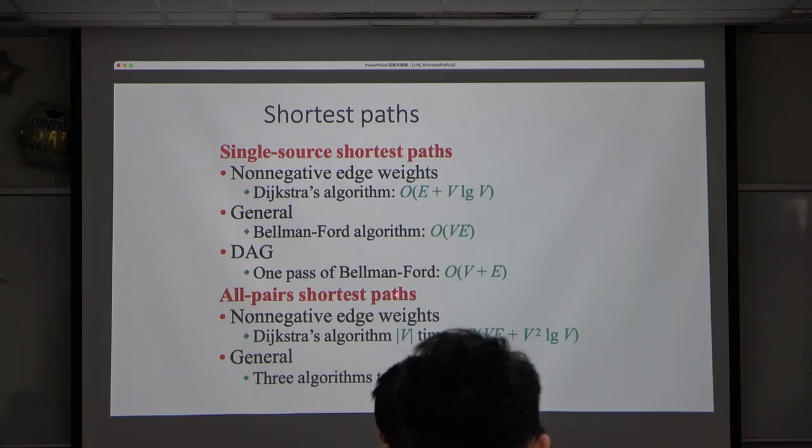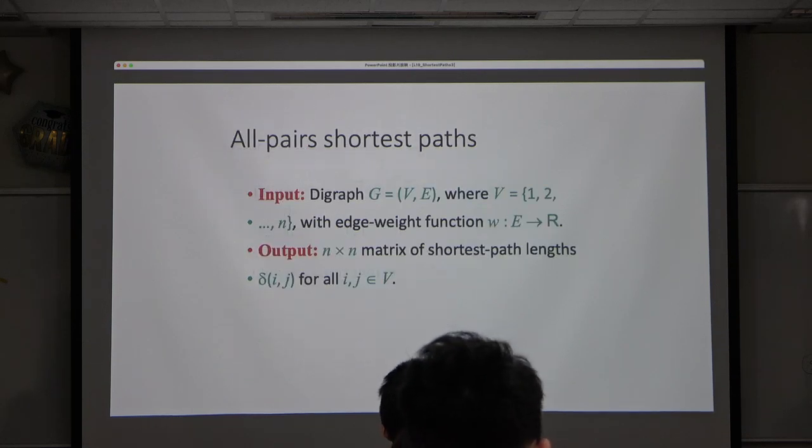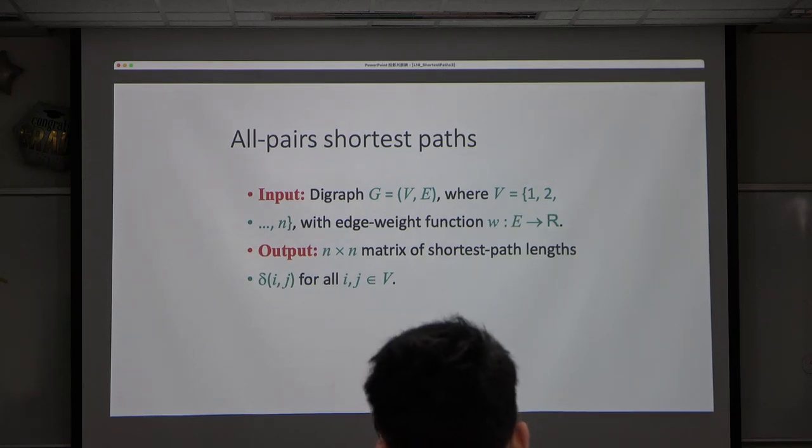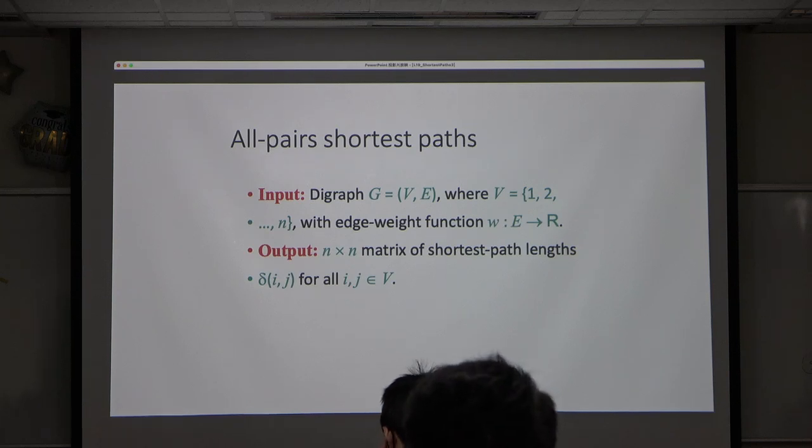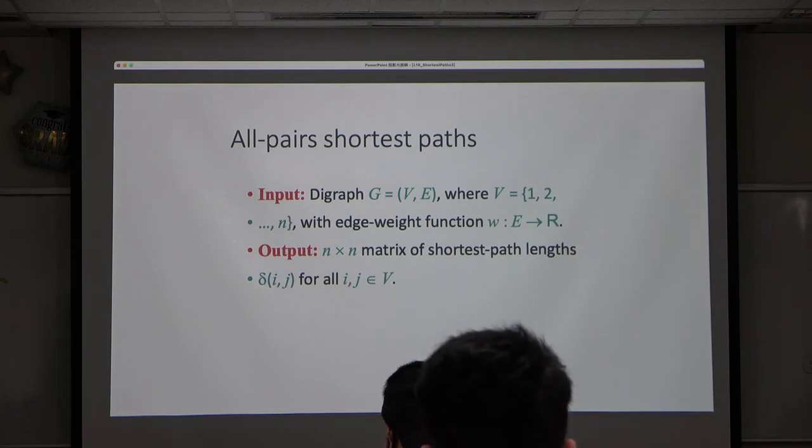For the general case, we have 3 algorithms that we are going to cover. That's why I feel I may not have enough time to cover everything, but I will give it a try. So, the general case, what is the general case? The general case is that you could have negative weight edges, but you don't have negative weight cycles.